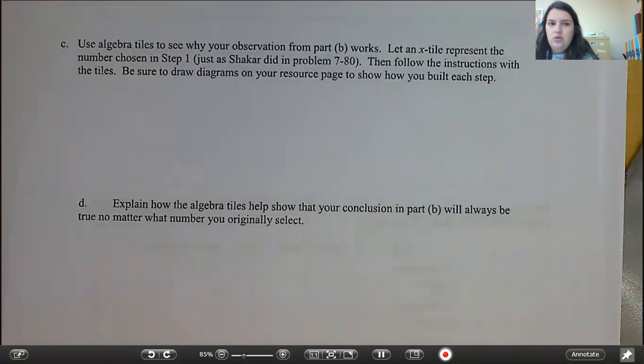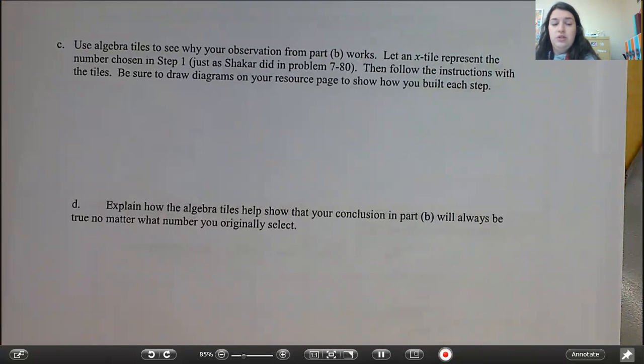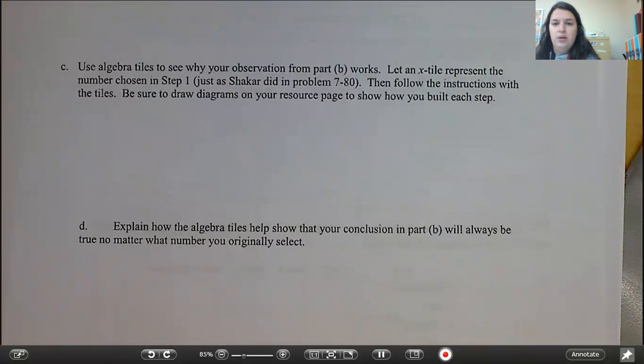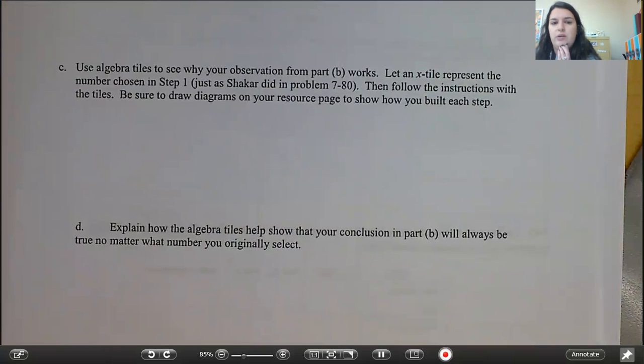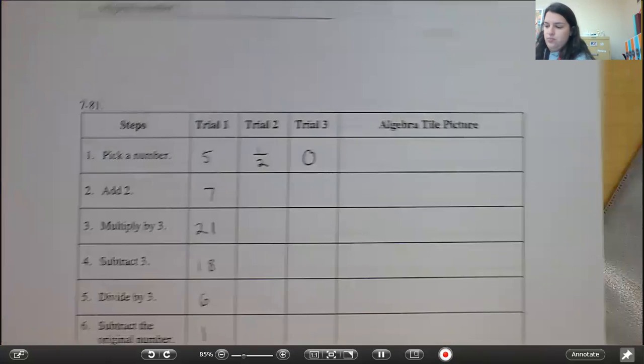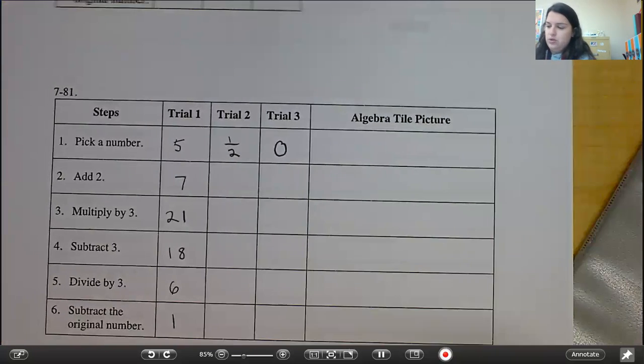C says, use algebra tiles to see why your observation from part B works. Let an X tile represent the numbers chosen in step 1, just as Shakar did in problem 780. Then follow the instructions with the tiles. Be sure to draw diagrams on your resource page to show how you built each step. So we're going to walk through this together. So we're going back to our algebra tile resource page.